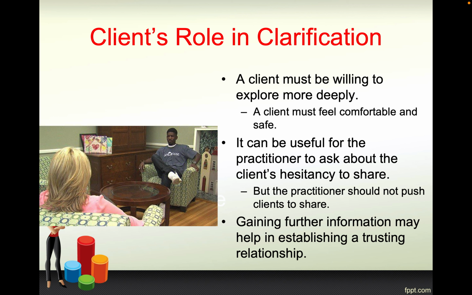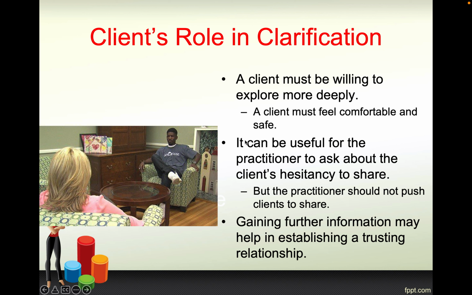A client must be willing to explore more deeply. A client must feel comfortable and safe. It can be useful for the practitioner to ask about the client's hesitancy to share, but the practitioner should not push clients to share. Gaining further information may help in establishing a trusting relationship.